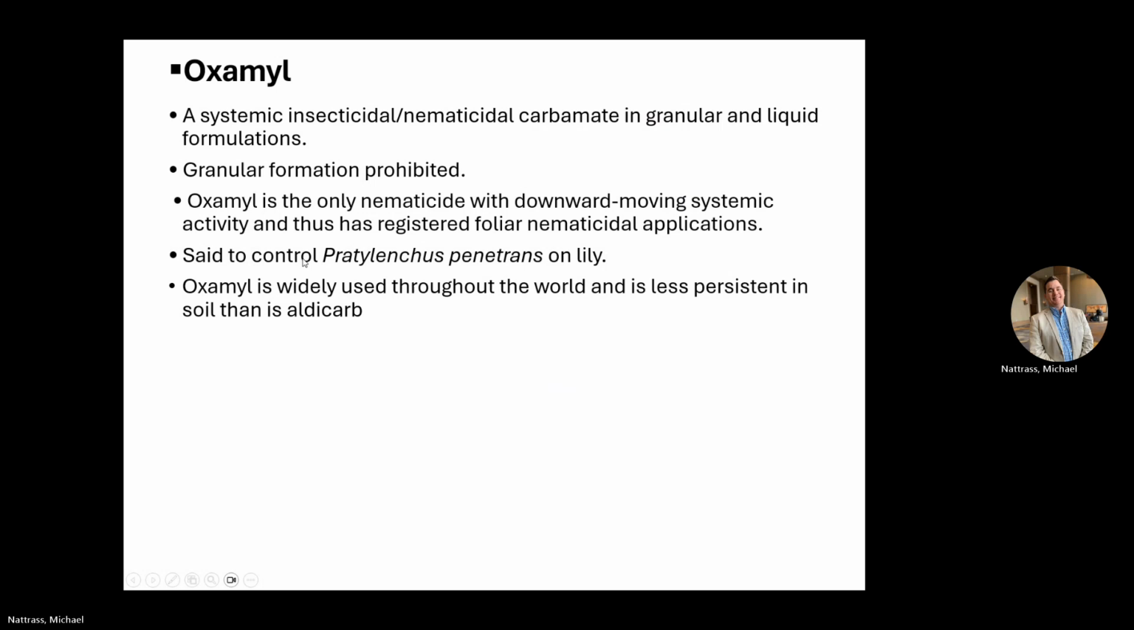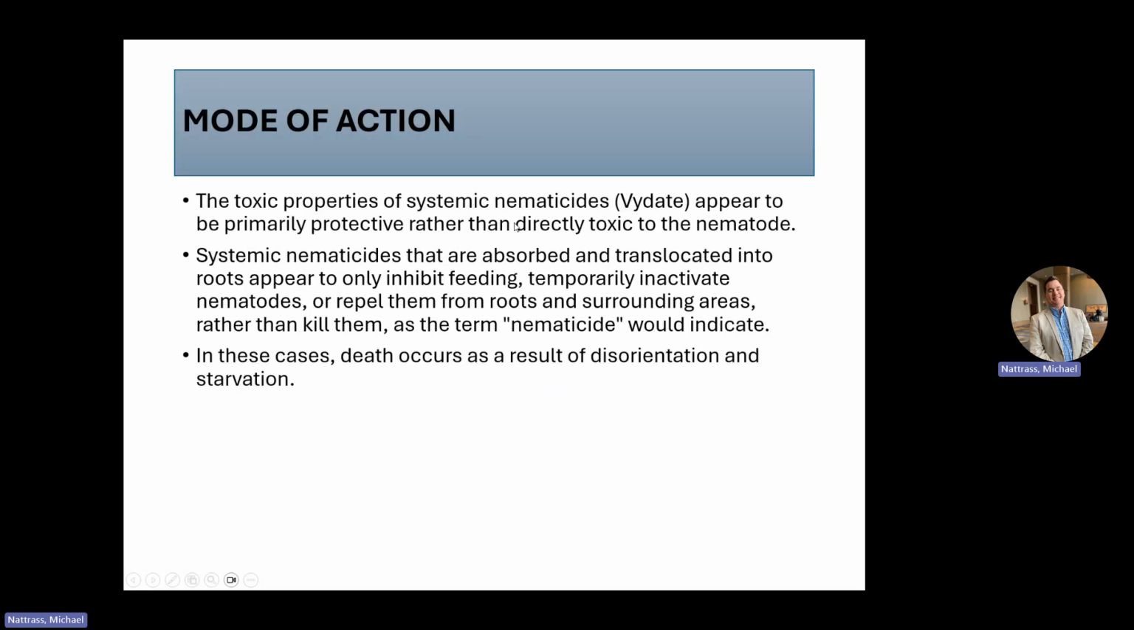Oxamyl, this one is going to control a specific type of nematode. This is probably what you'll get compared to this aldicarb. And so, it's probably more widely used, and it's not as toxic or persistent in the soil as an aldicarb. So this is probably going to do its job and then be broken down pretty quickly. Now, this one also has systemic activity, so you can apply this to the plant and it will make its way to the roots.